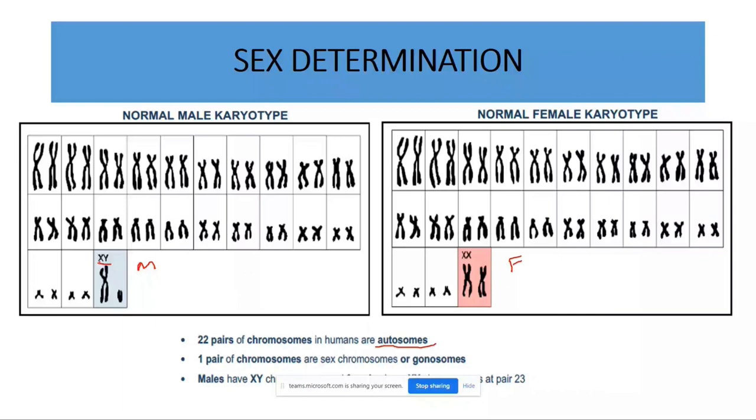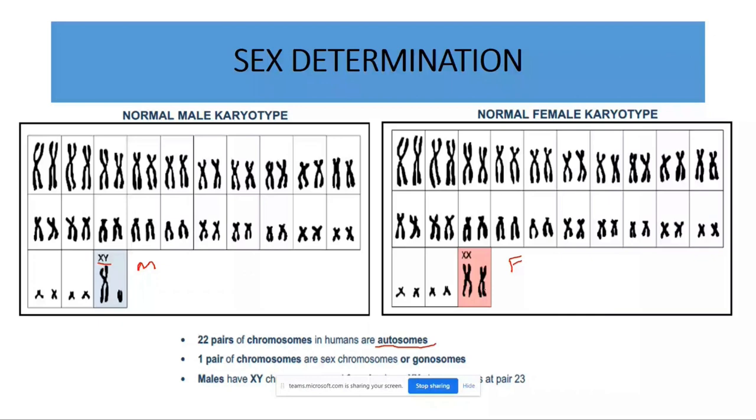Right. Let's have a look at a question. So let's just go back. Please make sure that you know what a karyotype is. You know what autosomes are. Gonosomes are your sex chromosomes. If it's XY, it's male. If it's XX, it's female. If they do not indicate XY there, you look at the size of the chromosomes. If it's one big, one small, it is male. If it's two of the same size, it is female.